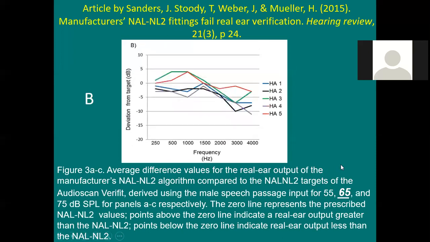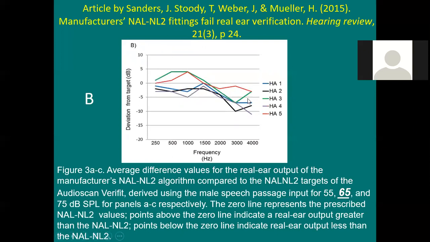Now you're at 65. Again, the 0 indicates what NAL was doing. Whatever it was doing, we'll just call it X, or now we'll call it Y. Okay? And here you can find that 2 of the manufacturers are actually giving more than NAL2. So their version of NAL2 with average inputs was giving more than the Real Ear version of NAL2 for average inputs in the lows.